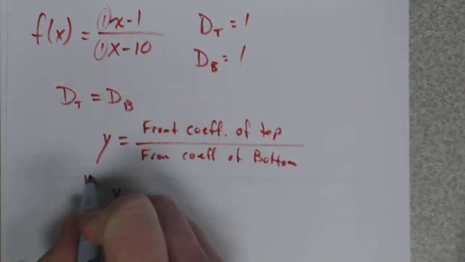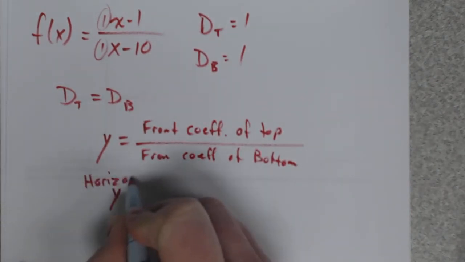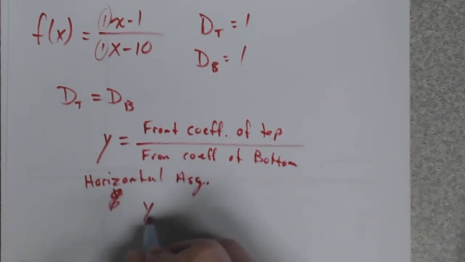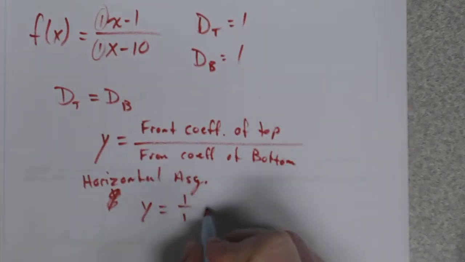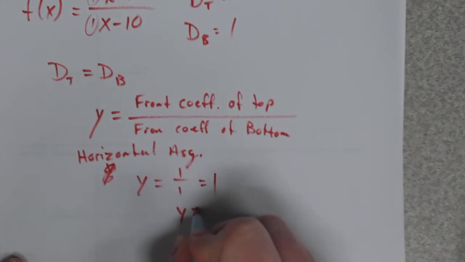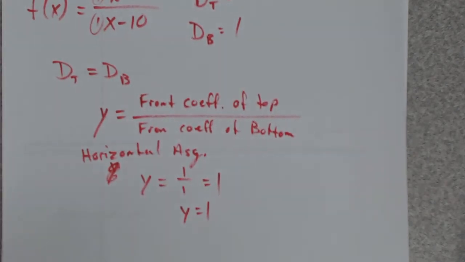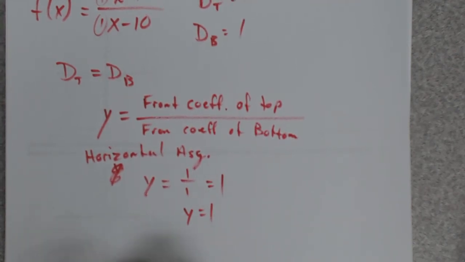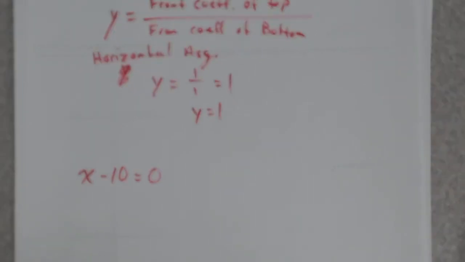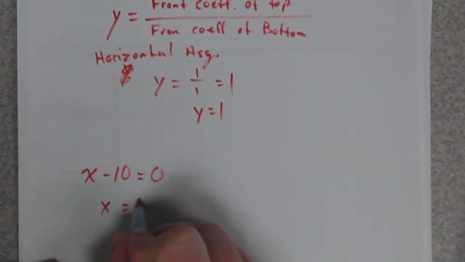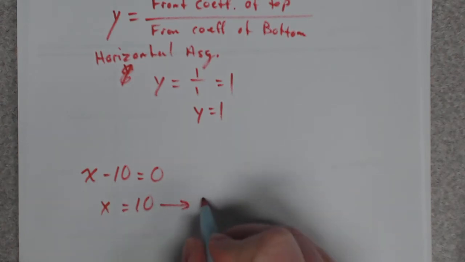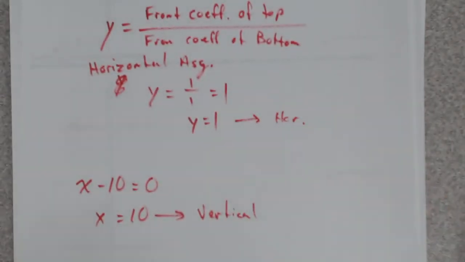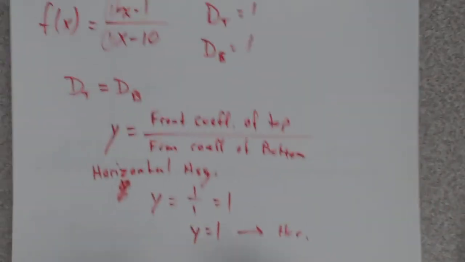So for this horizontal asymptote, you wind up with y equals 1 over 1, and 1 over 1 is just 1. So y equals 1. That's your horizontal asymptote. Vertical asymptote, remember I just said a second ago, for a vertical asymptote you just worry about the bottom. What number would give you a 0 in the bottom? A 10 would, right? So there is my vertical, and here is my horizontal. Not too shabby, right? So that's whenever the degrees are equal.